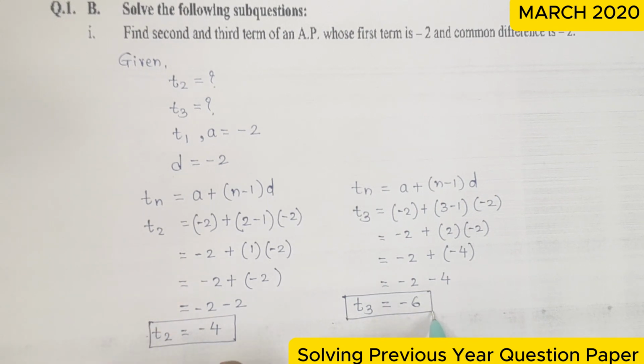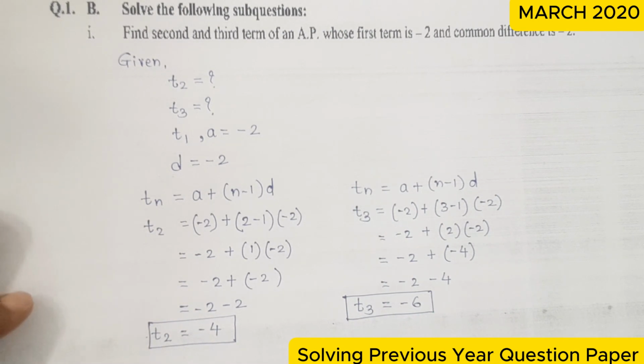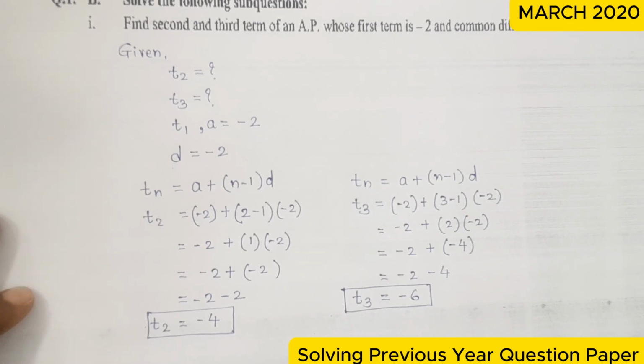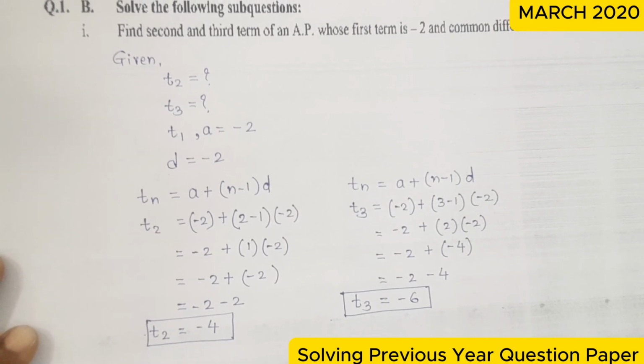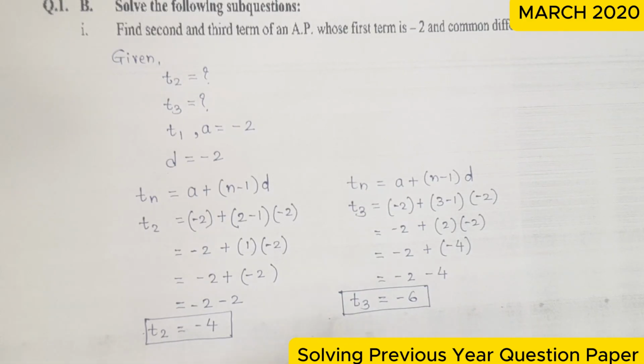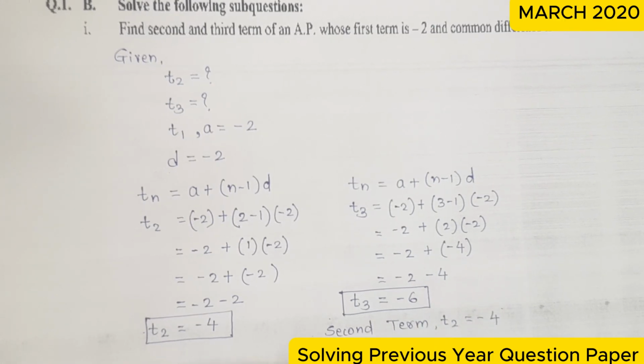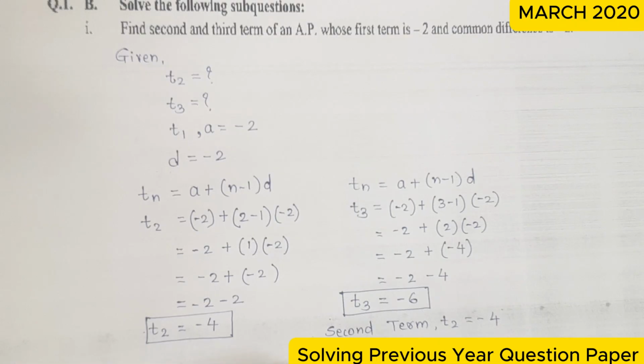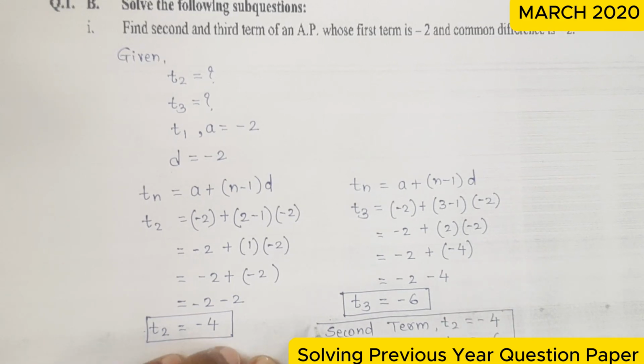So now here students, very easy, we get the second term as well as the third term. Then we write the final answer students. I write here second term T2 is equal to -4, third term T3 is equal to -6. Okay, so this is our final answer.